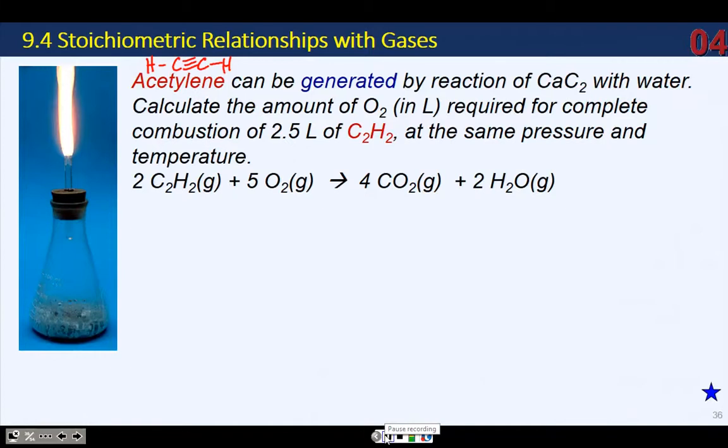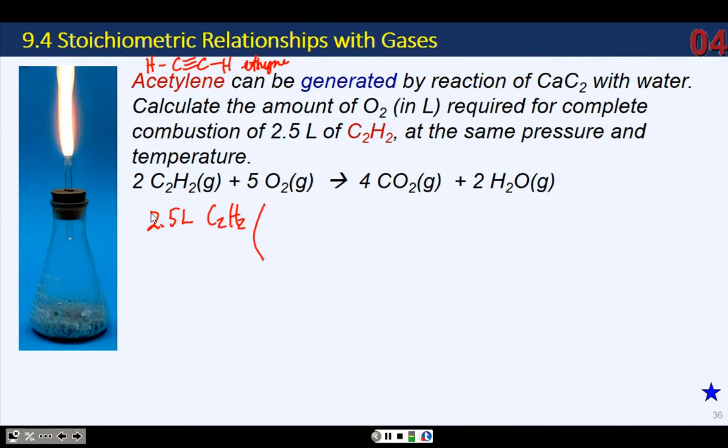So if you know the volume of the acetylene, I want to call it by another name, it's also called ethine, then you should know the ratio of the volumes of the other gases that will be used. In other words, the number of moles corresponds to the volume. And so the ratio of the moles will equal the ratio of the volumes. Given 2.5 liters of C2H2, we're trying to figure out the amount of oxygen needed.